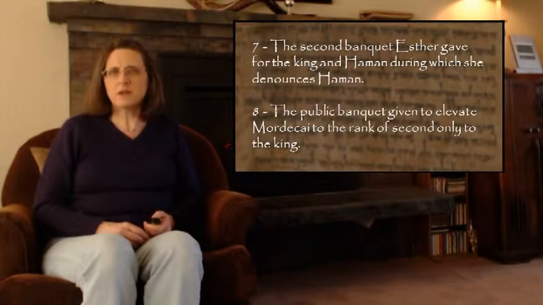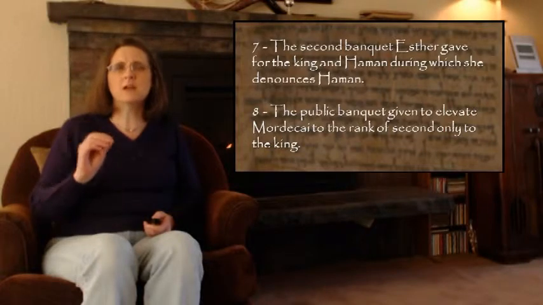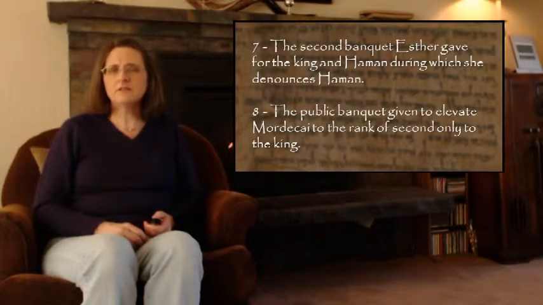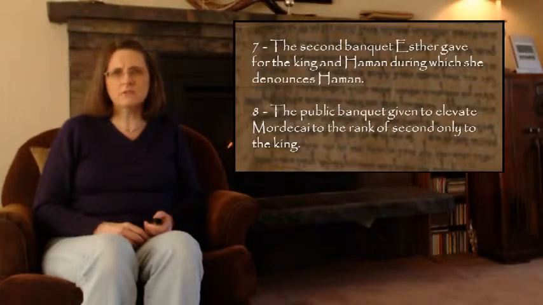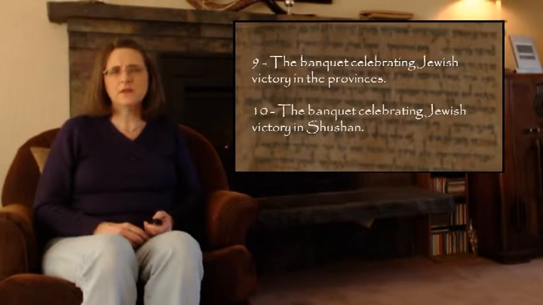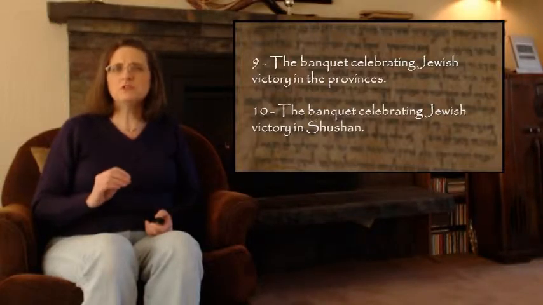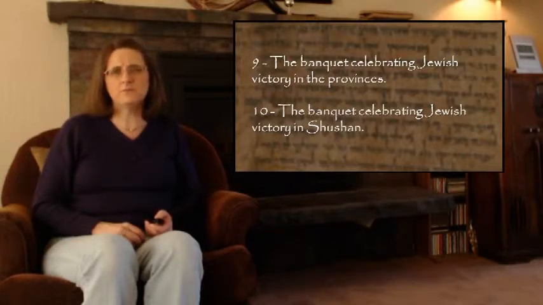Number 7, the second banquet Esther gave for the king and Haman, during which she denounces Haman. Number 8, the public banquet given to elevate Mordecai to the rank of second only to the king. Number 9, the banquet celebrating Jewish victory in the provinces. And finally, number 10, the banquet celebrating Jewish victory in Shushan.